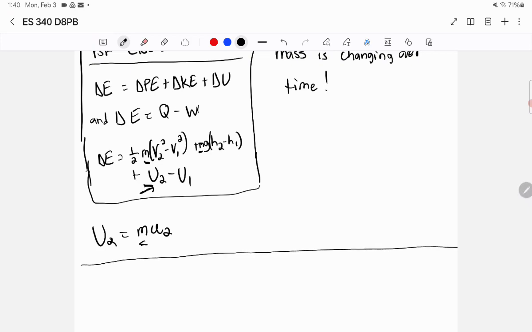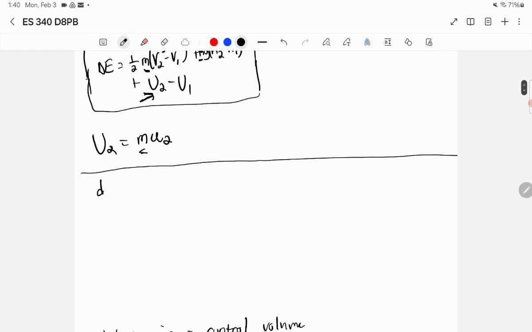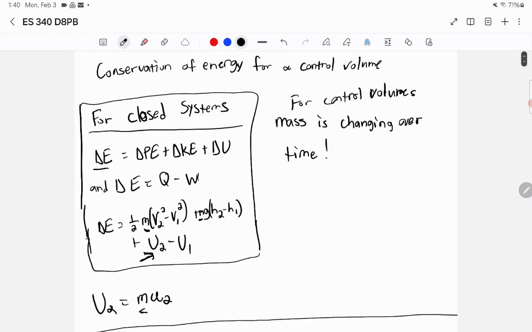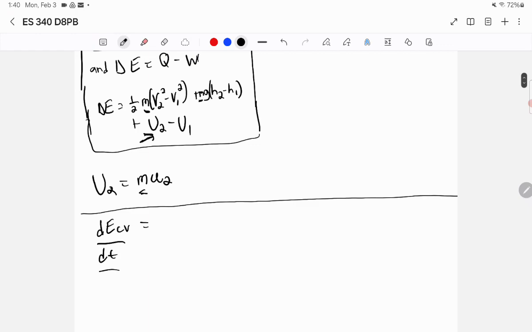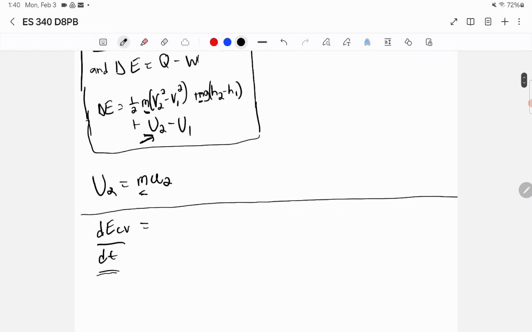Okay, so I just wanted to map this back to here so that it doesn't seem like it's just popping out of nowhere. This was delta E. Now we're asking, how is the energy changing in time? This was just the total change in energy in a closed system. Now we actually are going to have a rate of change over time for the control volume, because the mass is changing.